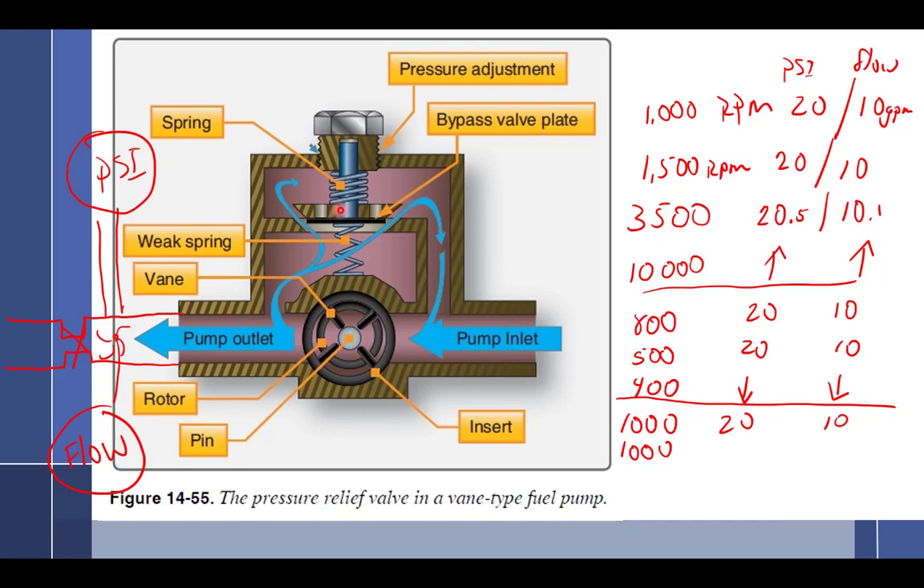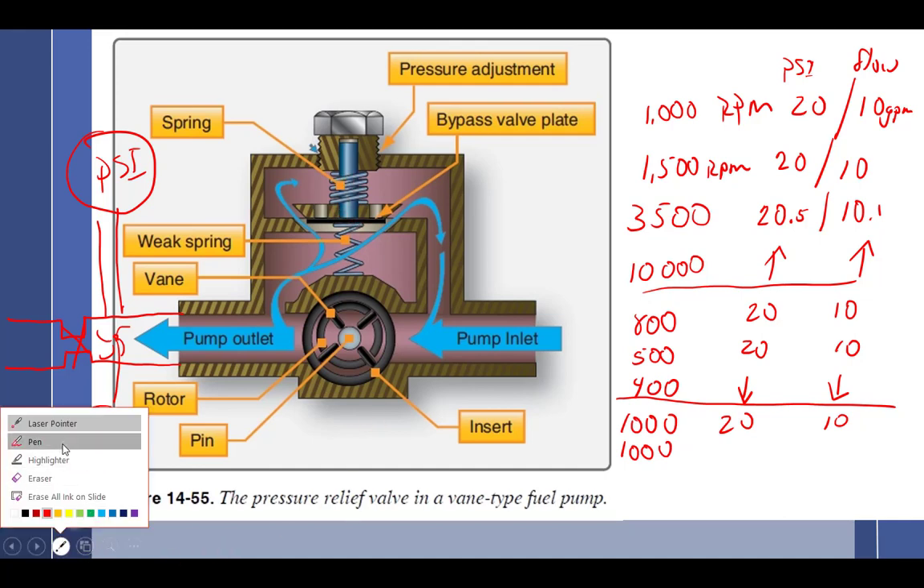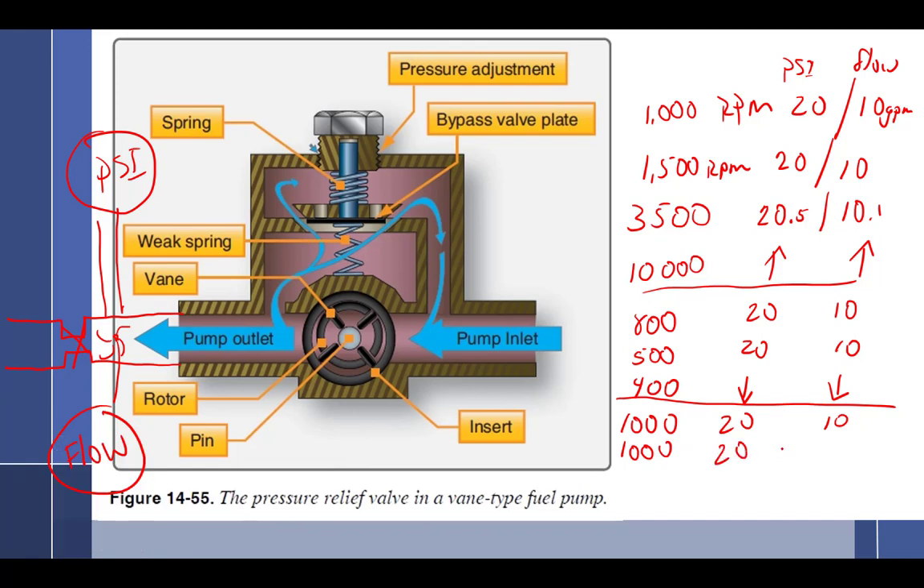Is it going to go up a little bit? Sure. 20 point something. I don't know. But yeah, because it had to compress the spring. So that's going to go to 20. So no matter if you screw it down or up. I didn't get there yet. I closed it. But the bypass, it just opens up more and lets more fuel go around. So my pressure stayed at 20 because that's its job, to keep it at 20. All right. But what did my flow do? Zero, because nothing's going that way.